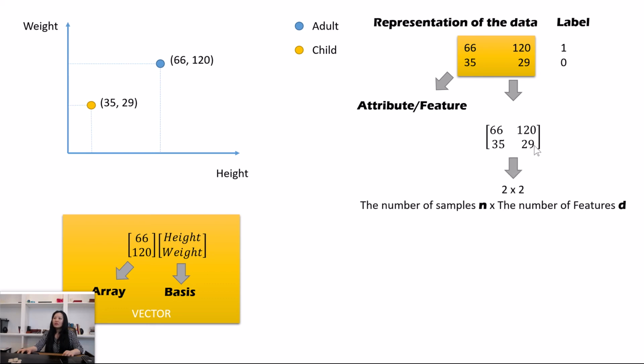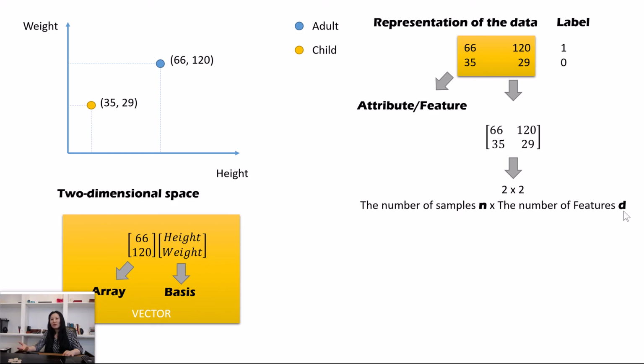We call this a 2 by 2 matrix. What it means is that we have two people, the number of samples is 2, and we have two attributes or features, the number of features is 2. So we always abbreviate the number of samples as n and the number of features as d.